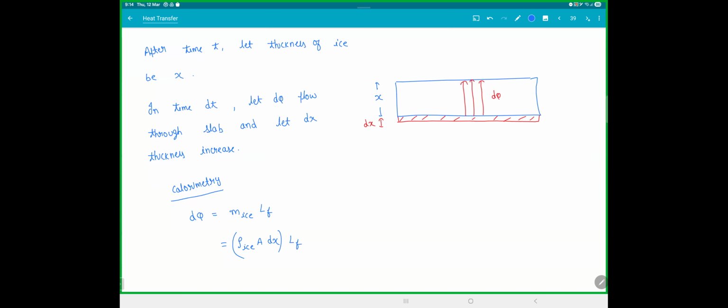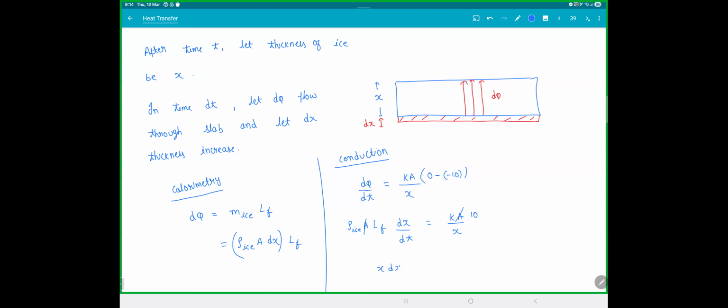Let's see. Great. And then from conduction, dQ by dt is equal to KA times the temperature difference, 0 minus (-10), divided by x. So here the catch is that x is changing continuously. The slab is becoming thicker and thicker. What is dQ? I'll just put rho, ice, area, LF dx by dt is equal to K area by x into 10. So area cancels off. You're done.